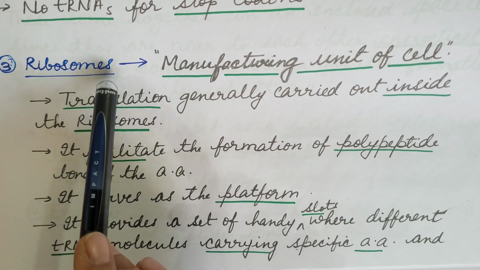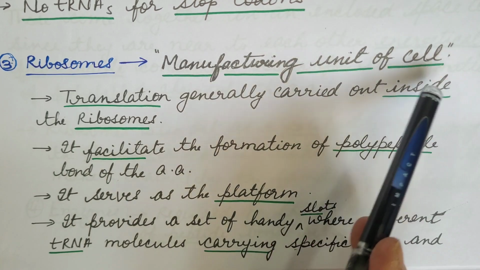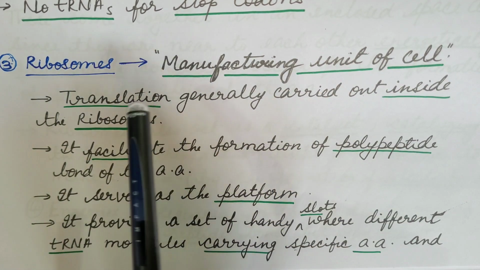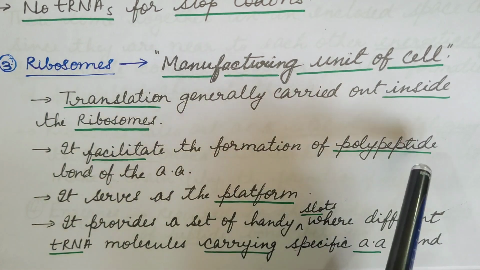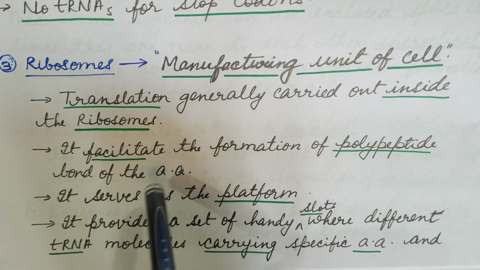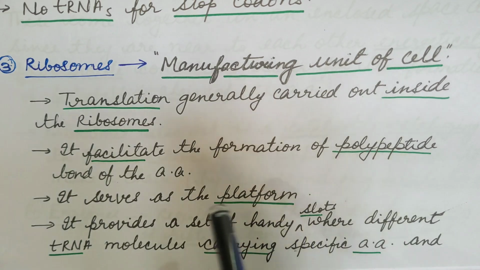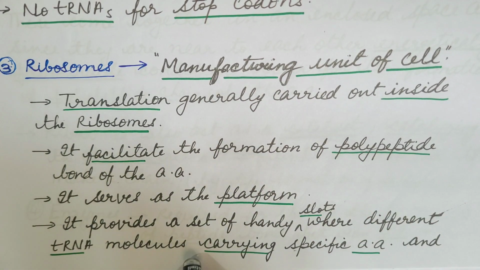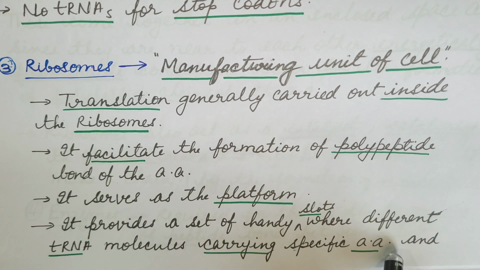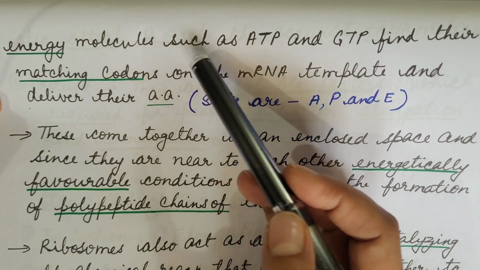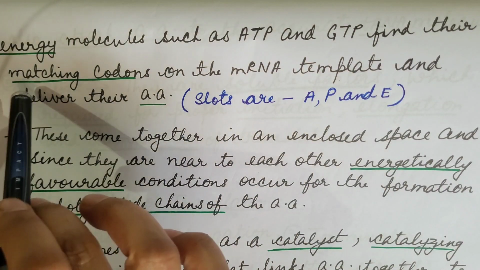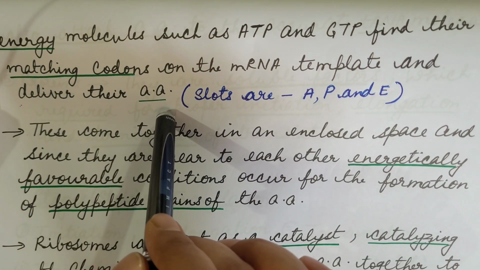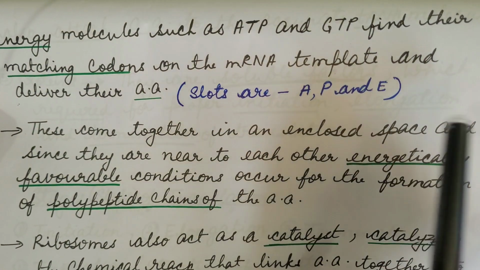Third is ribosomes. These are the manufacturing unit of cell. Translation is generally carried out inside the ribosomes. It facilitates the formation of polypeptide bond of amino acid. It serves as the platform. It provides a set of handy slots where different transfer RNA molecules carrying specific amino acid and energy molecules such as ATP and GTP find their matching codons on the messenger RNA template and deliver their amino acid. Slots are A, P and E.